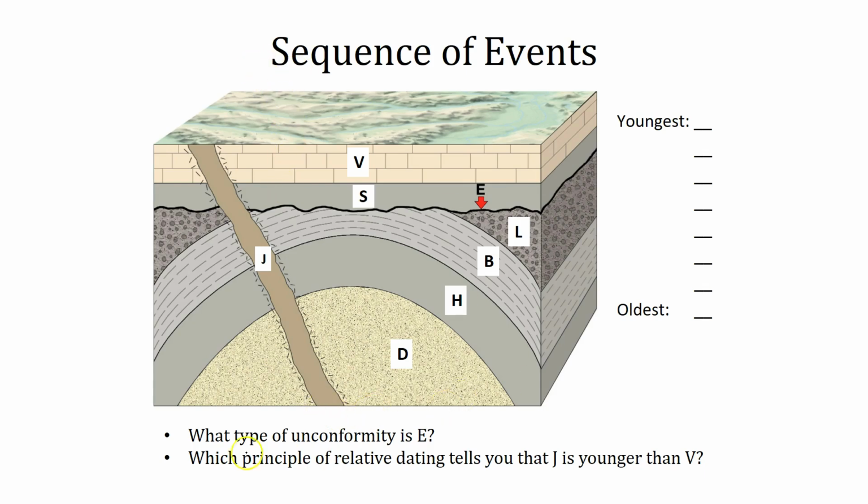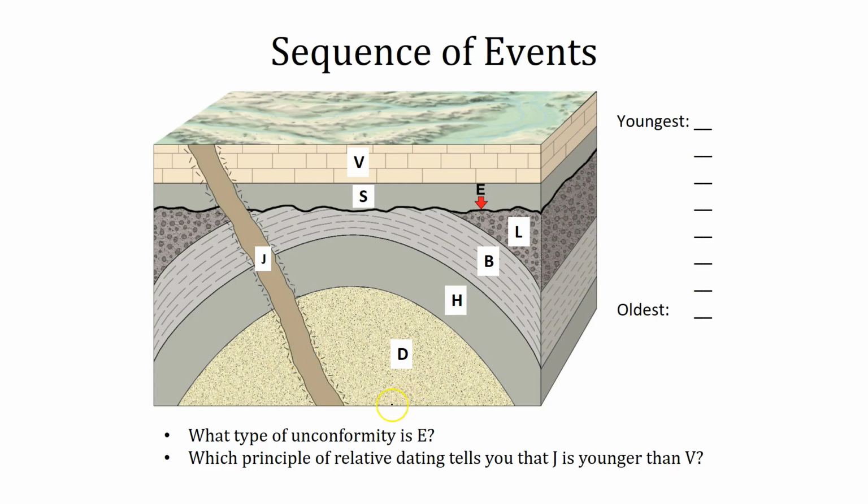Another example here. So again, just before we get started, it's useful to look and see what features we have. We've got several rock layers. We have another unconformity labeled E. And over here we have an igneous dike. We have this igneous arm that's cutting across some rock layers.